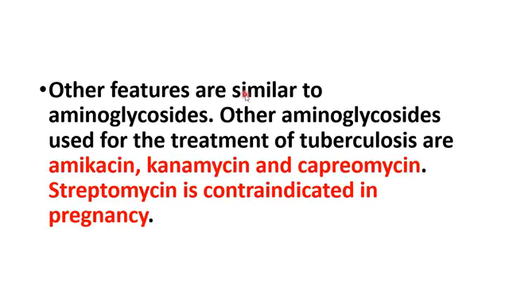So other features of streptomycin are similar to the aminoglycosides. And what are the other aminoglycosides used for the treatment of tuberculosis? That is a very important question. Those are the second line injectable agents. All of these injectable agents are aminoglycosides. We have amikacin, kanamycin, and capreomycin. We give them in multi-drug resistant tuberculosis, MDR-TB. Okay, and streptomycin is contraindicated in pregnancy, because it can cause eighth nerve deafness in the fetus.